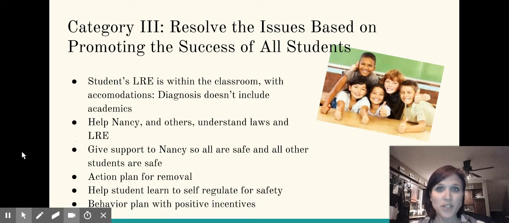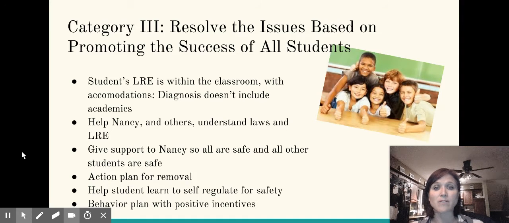What is the resolution? Promoting success of all students. So the resolution would be that the student's least restrictive environment is within the classroom with those accommodations. His diagnosis doesn't include academics. So his best learning environment would be within the classroom, not within the resource room. It doesn't fit his needs.